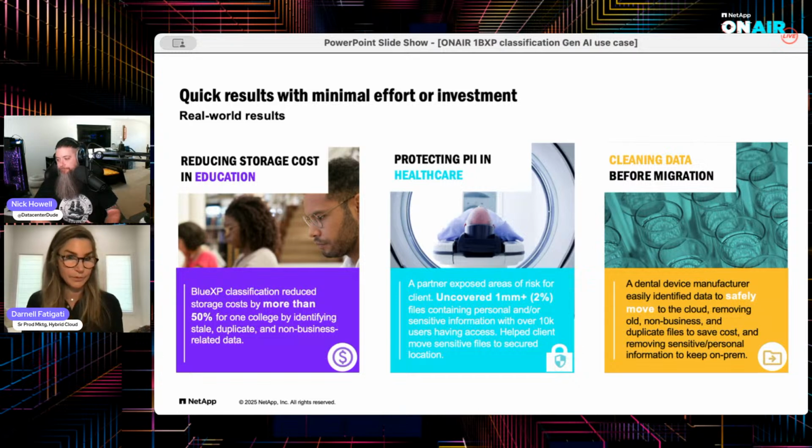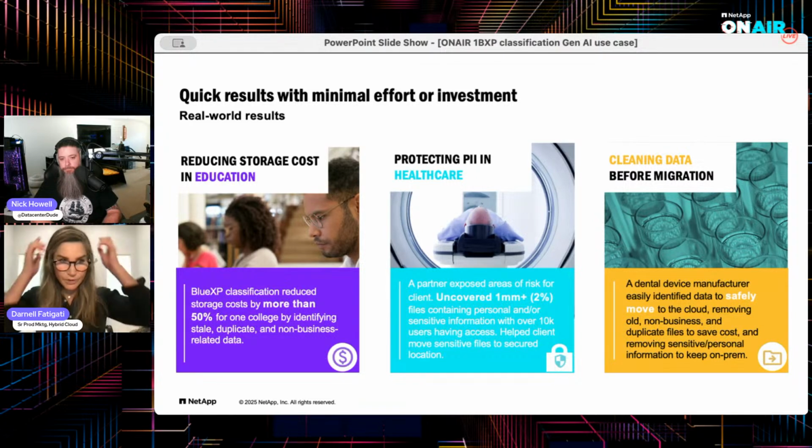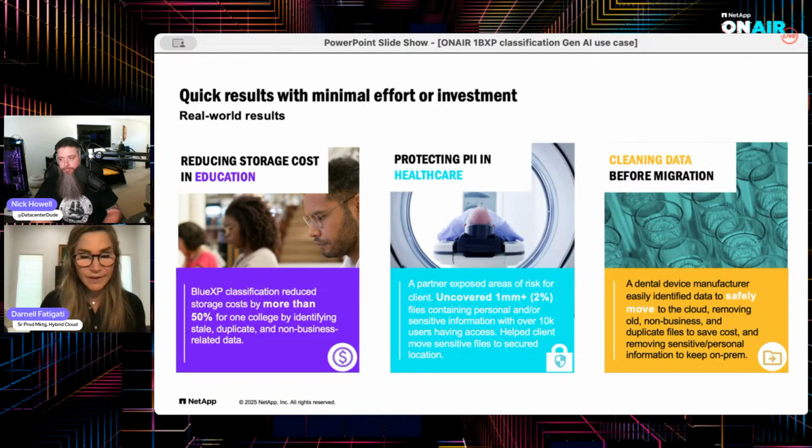We also have BlueXP ransomware protection, which is a new service that we launched, which helps orchestrate the entire ransomware defense, leveraging some on-box capabilities like ARP and FPolicy. So there's a lot of goodness within BlueXP. I would encourage you guys to check it out. Nice. But we talked about this before too.